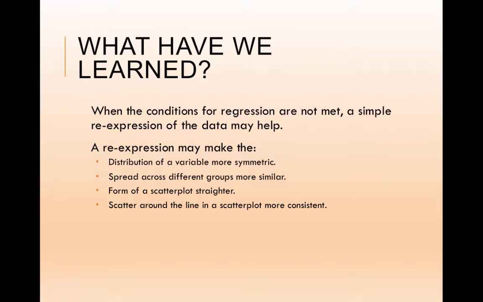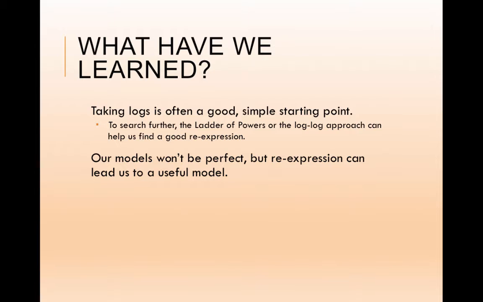And then finally, what have we learned? When the conditions for regression are not met, a simple re-expression can help. So a re-expression helps make the distribution more symmetric, spread similar across groups, makes the data straighter, which is what we're really looking for, and it makes the scatter more consistent, so lessening our variance. And finally, we also learned that taking logs is often a good starting point. So to search further, the ladder of powers or the log-log approach can help us find a good re-expression, but starting off with a logarithm is often a good place to start, and then seeing where we go from there.